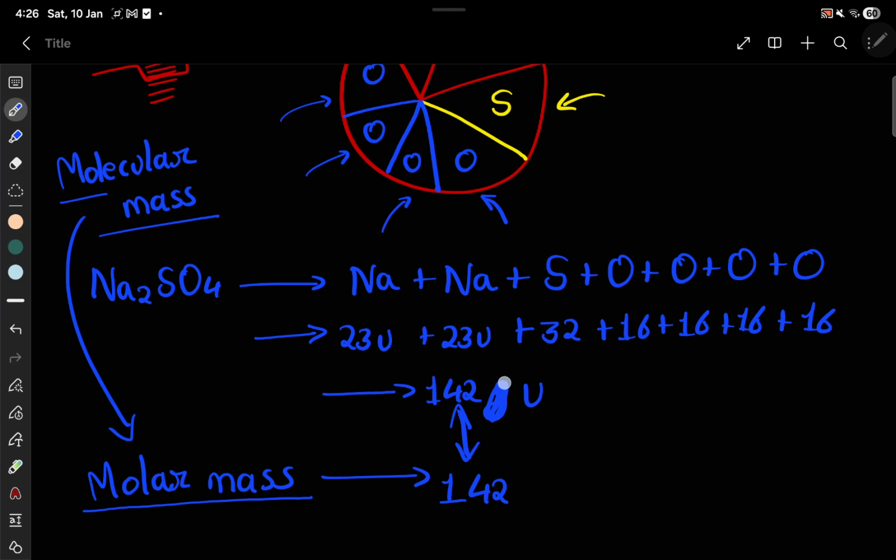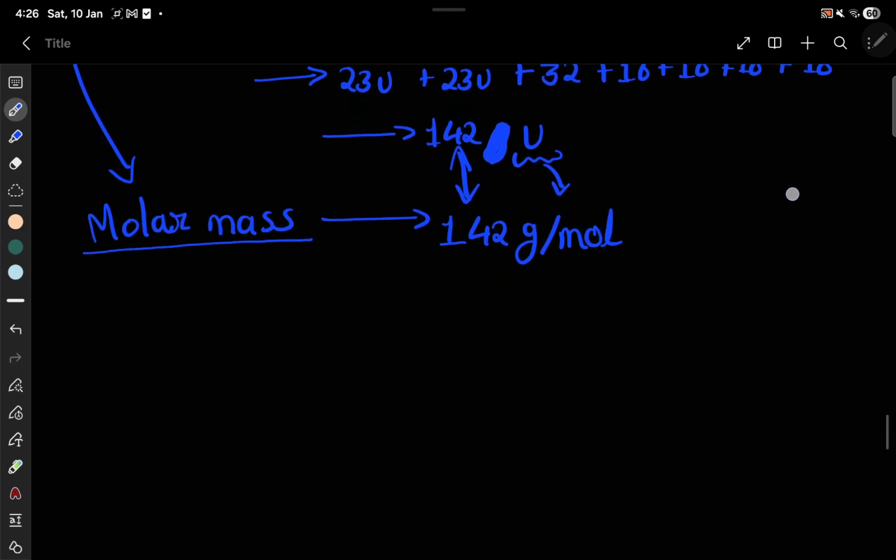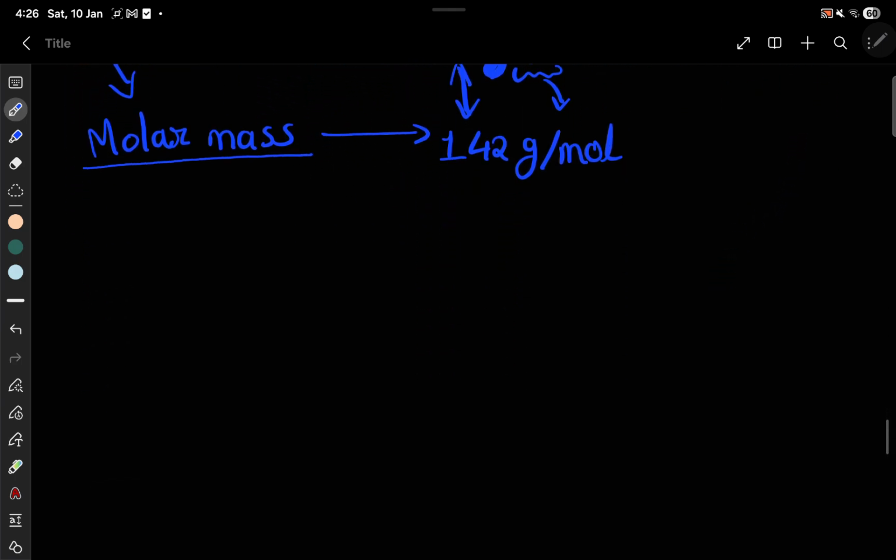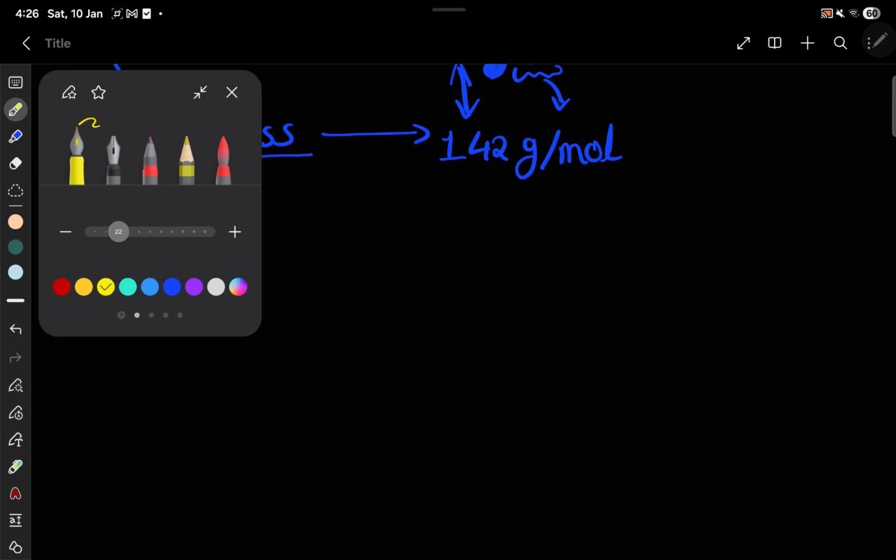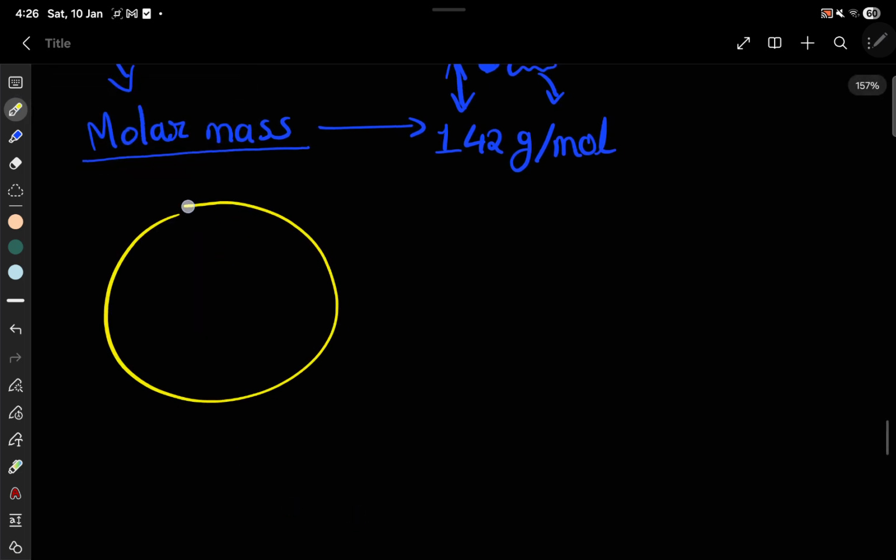I'm sorry, the unit was u for molecular mass. We are simply going to replace the unit u by gram per mole. So this is the molar mass for sodium sulfate. Now we have got the overall composition of our pizza, and the name of our pizza is the unique one, which is Na₂SO₄, and the name of the pizza is sodium sulfate.